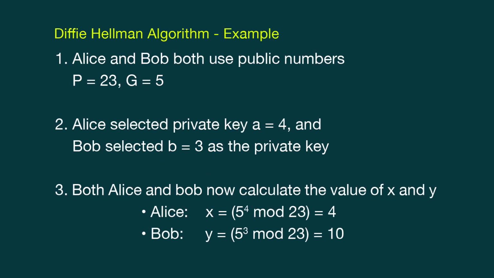For example, Alice and Bob both use public numbers p equal to 23 and g equal to 5. Alice selected private key a equal to 4 and Bob selected b equal to 3 as the private key. Both Alice and Bob now calculate the values of x and y as follows. On Alice's side, x equals 5 raised to 4 mod 23, which is equal to 4, and for Bob, y equals 5 raised to 3 mod 23, which is equal to 10.